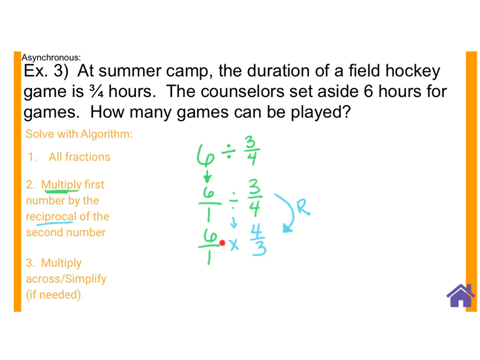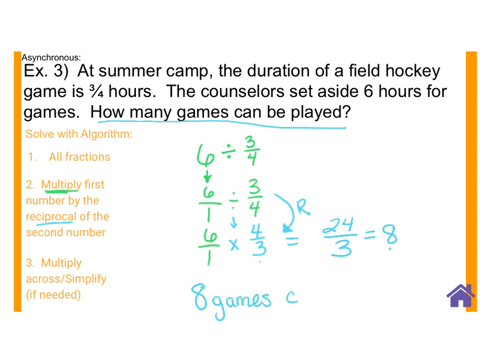Let's multiply the 6 times the 4. When you multiply 6 times 4, you're going to get 24. And then 1 times 3 is 3. Now, can we simplify that? Yes, because I can divide 24 by 3, and that is 8. So, am I done? Not quite. What does this 8 mean? Let's go back to the question. It says, how many games can be played? So, 8 games can be played.